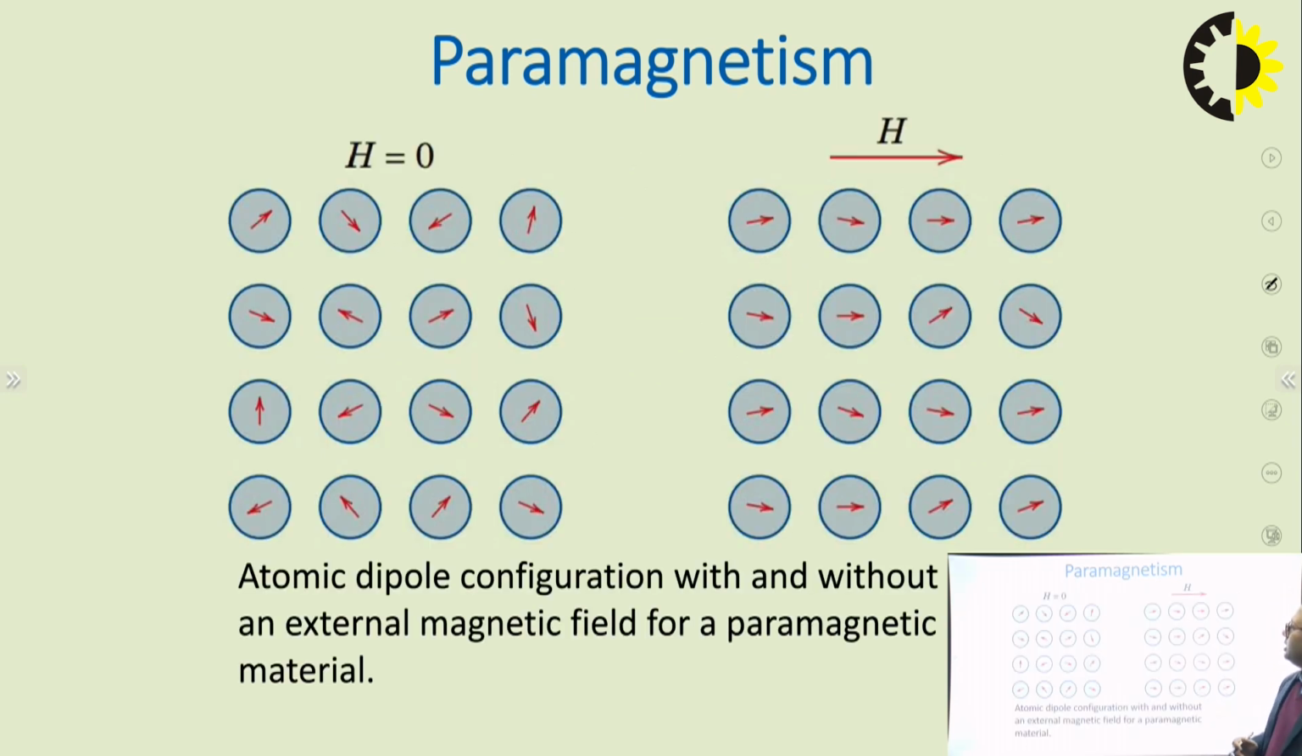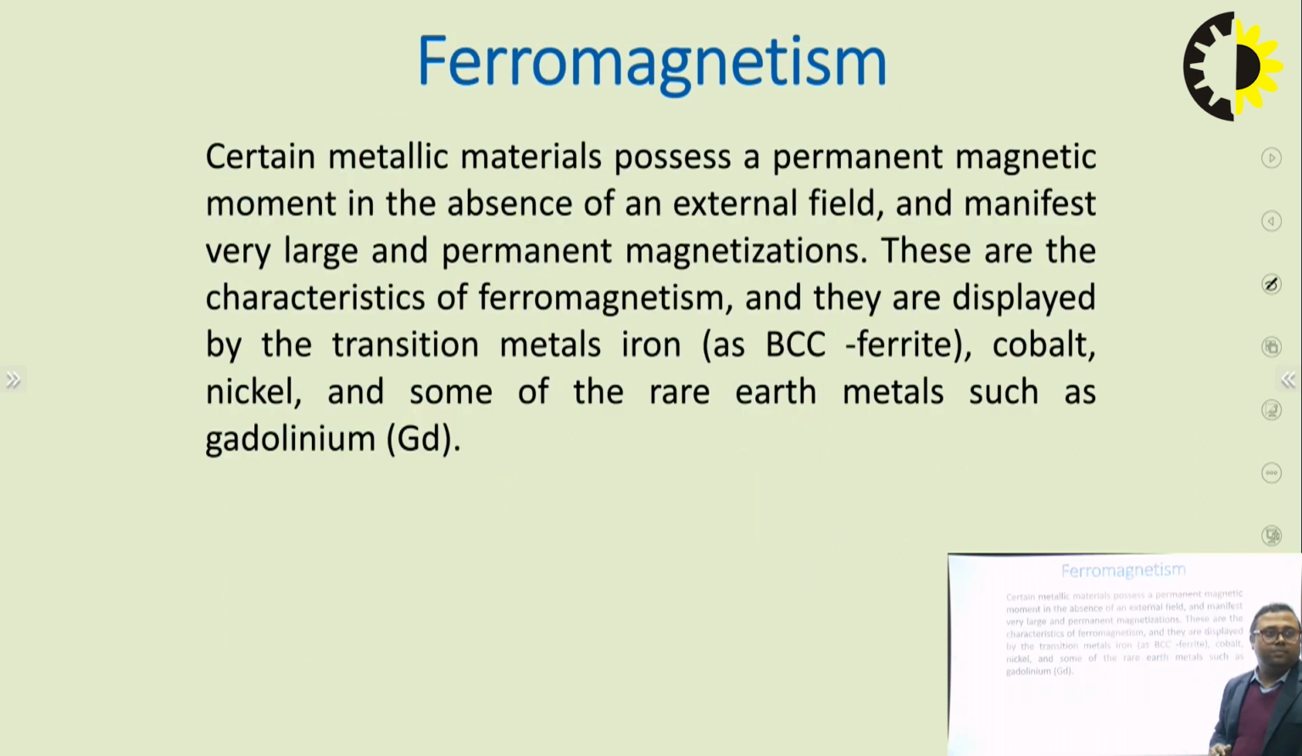So you can see in paramagnetism, when the external magnetic field is zero, the dipoles are randomly oriented, and when the external magnetic field is applied in the forward direction, all the dipole moments are aligned in the direction of the external magnetic field. So the next magnetism is known as ferromagnetism.